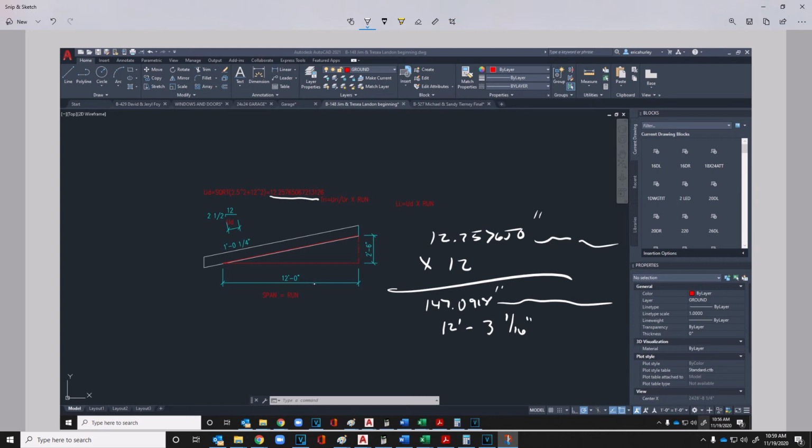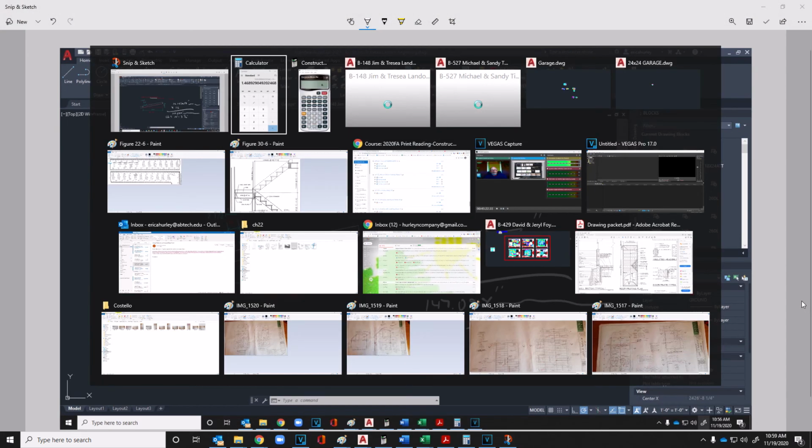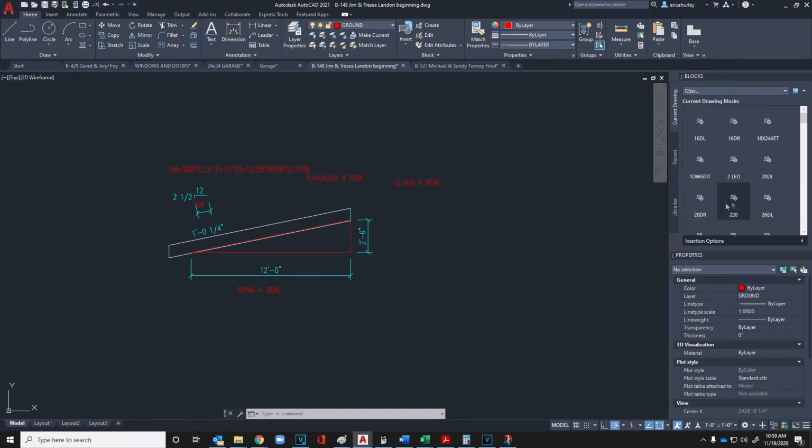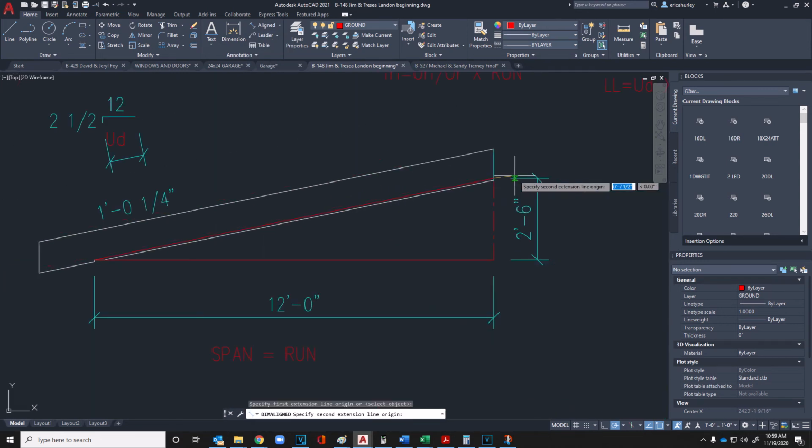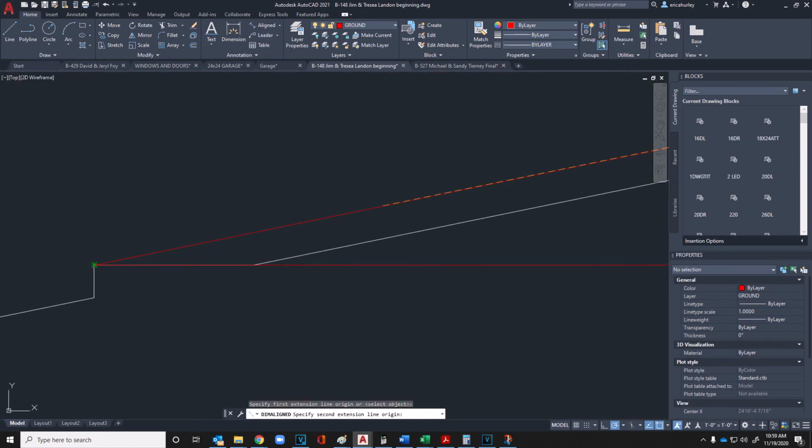All right, so this was our line length. In other words, it's from here to the bird's mouth. That's our line length. Go back over to CAD and see if we got it right. So I'm going to measure from here to there.